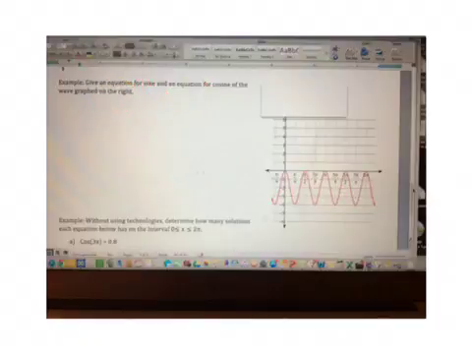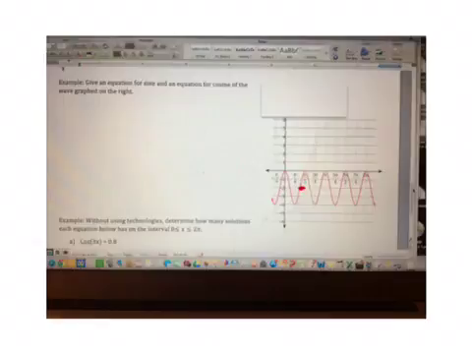Okay, so give an equation for sine and an equation for cosine for the wave graphed on the right. All right, so let's start with sine. When we're doing sine, we're always looking for that point, and I can see it right there-ish. Okay.